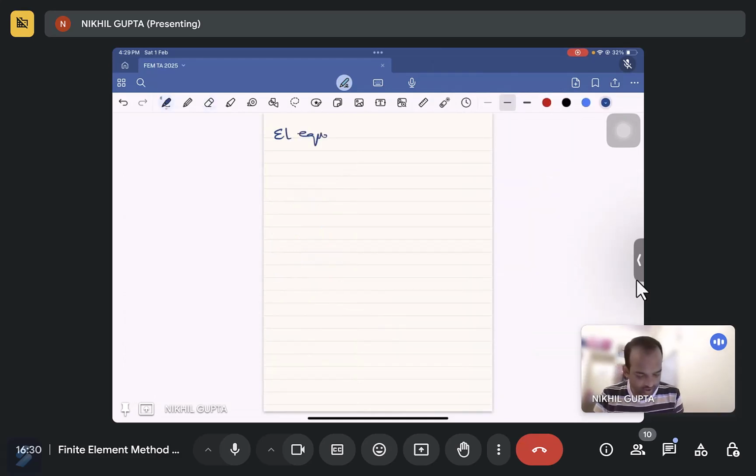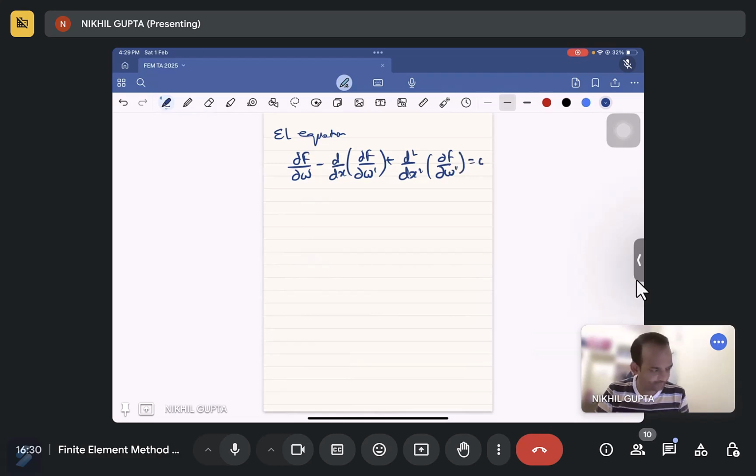The Euler-Lagrange equation we write as: del f by del w minus d by dx of del f by del w dash plus d2 by dx square of del f by del w double dash equal to 0. Okay, so this is the Euler-Lagrange equation. Now, our functional is not a function of w dash, so this term is simply 0.